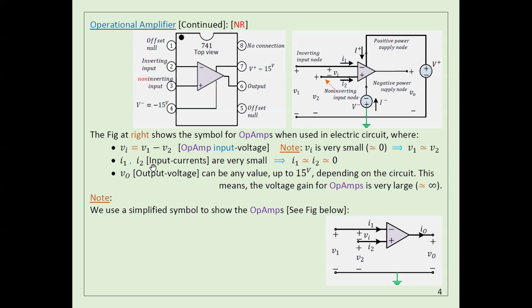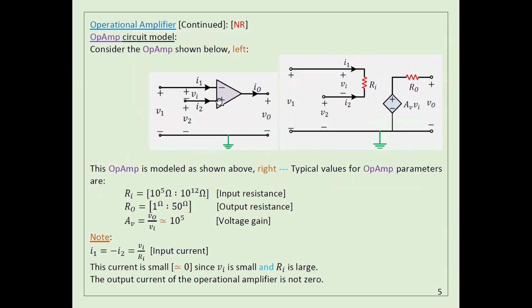Also, I know the output voltage cannot be more than the bias. If the bias is 15, I can't get an output that's more than 15. Now, based on this, to analyze the op amp we have two types: a practical circuit and an ideal circuit.